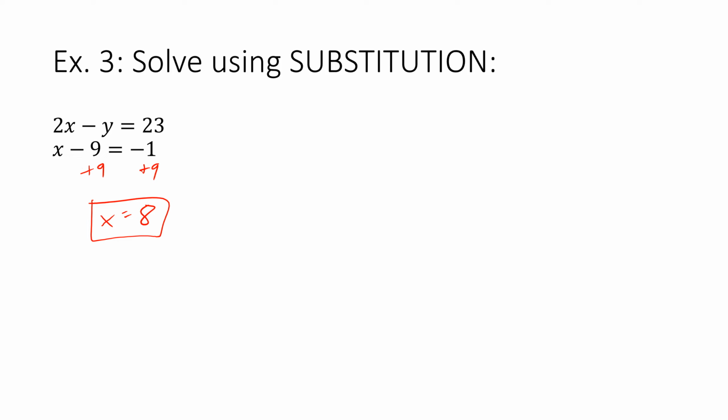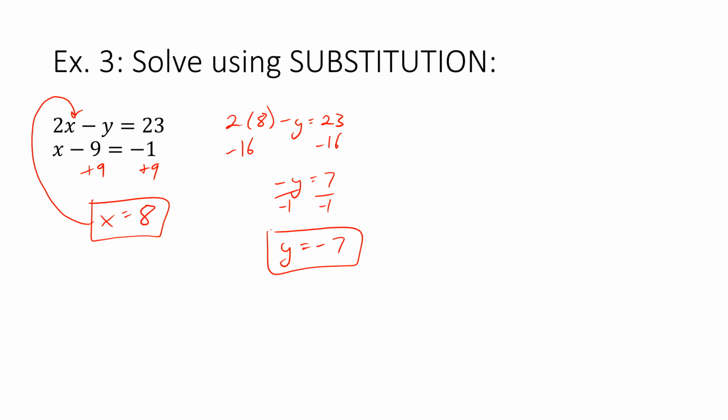So we'll plug 8 in for the x up here. So 2 times 8 minus y equals 23. 2 times 8 is 16, so I need to subtract 16 from both sides, and I have -y equals 7. So canceling the -1 by dividing through by -1 gives me y equals -7. So my final answer, 8, -7.